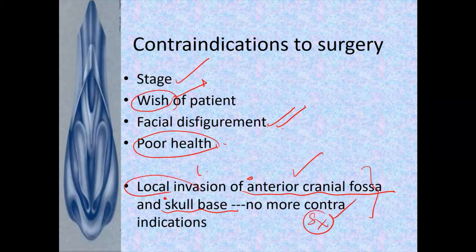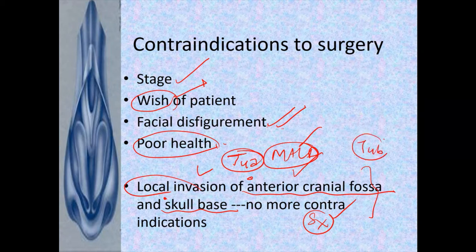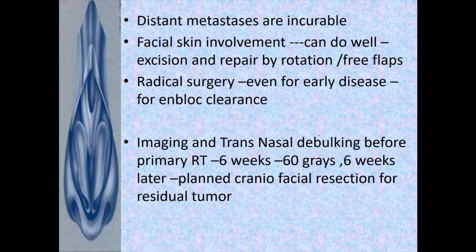Locally invasive disease is T4A, as I told you, minimally invasive local disease. T4B is bad. Very distantly invasive is T4B. You cannot do surgery. T4A you can try in selected cases. Distant metastases are anyhow incurable, but you have to go for radiotherapy and chemotherapy.